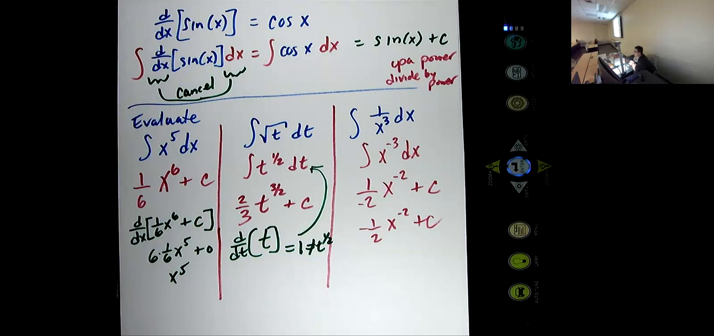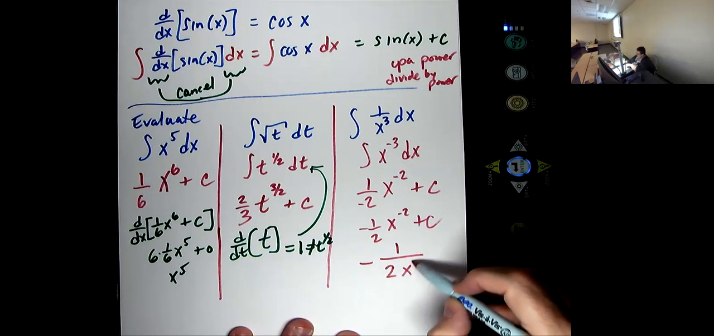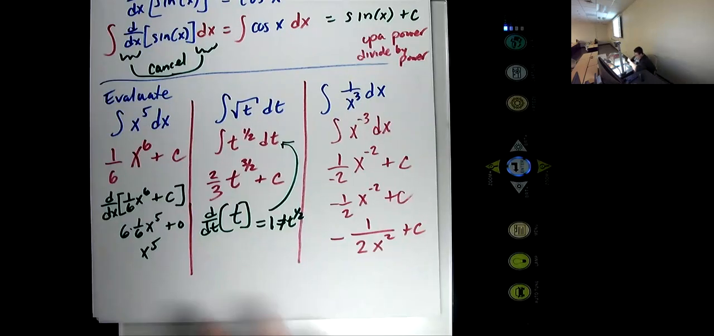Yeah. You very much can. We could rewrite this as -1 over 2x squared plus c. In fact, it's probably the best approach. Put it back in the notation you found it in. So if it had negative exponents, leave it as negative exponents. If it didn't, put it back.